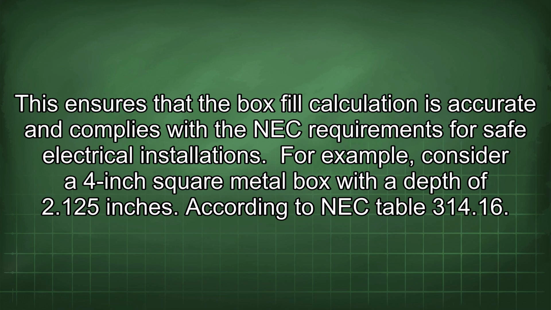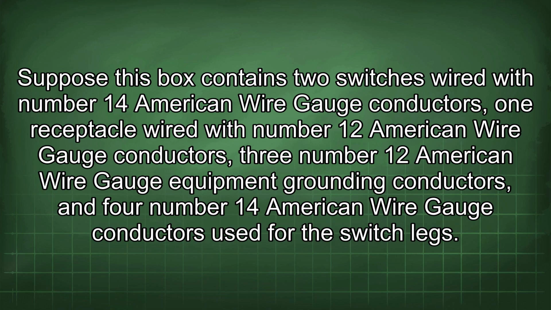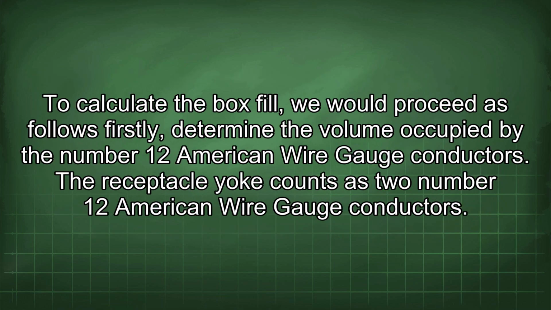For example, consider a 4-inch square metal box with a depth of 2.125 inches. According to NEC Table 314.16, this box has a volume allowance of 30.3 cubic inches. Suppose this box contains 2 switches wired with number 14 American wire gauge conductors, 1 receptacle wired with number 12 American wire gauge conductors, 3 number 12 American wire gauge equipment grounding conductors, and 4 number 14 American wire gauge conductors used for the switch legs. To calculate the box fill, we would proceed as follows.